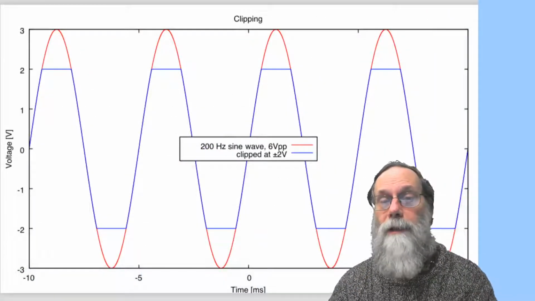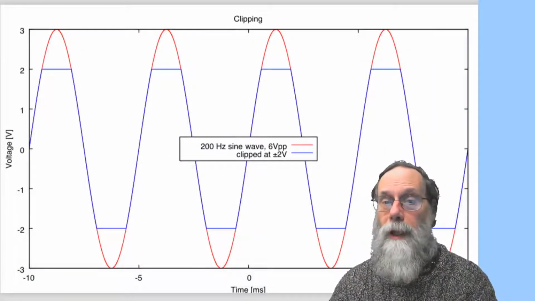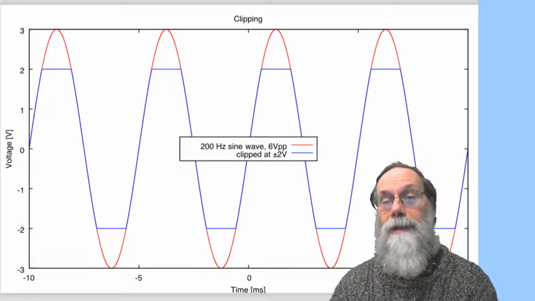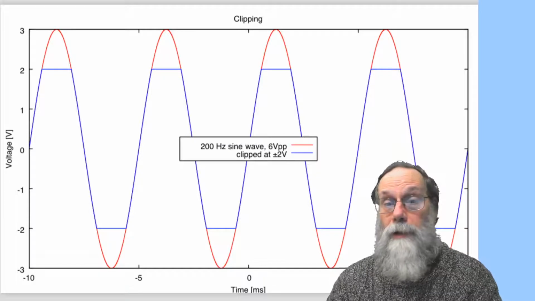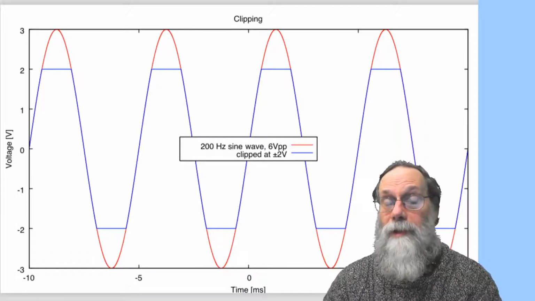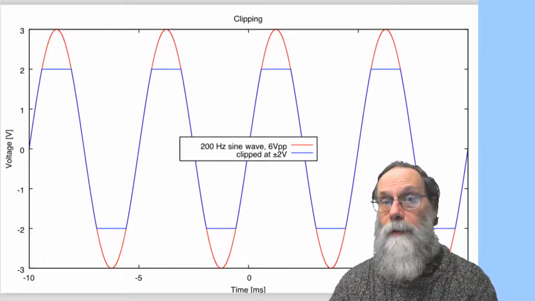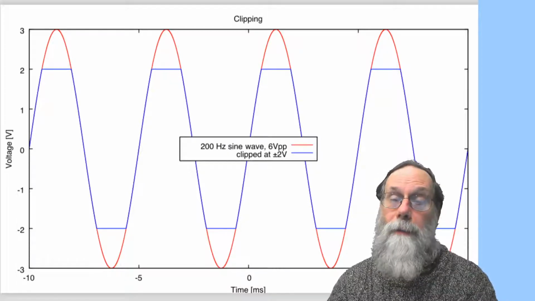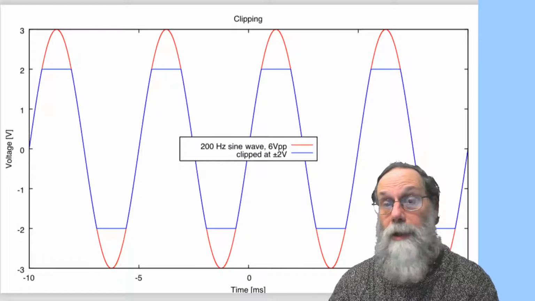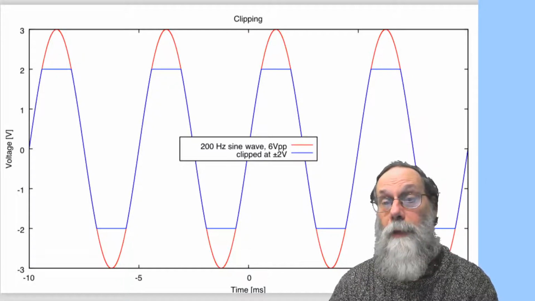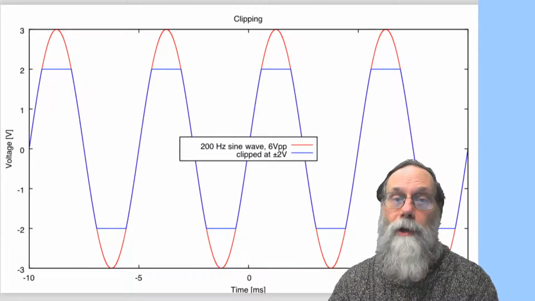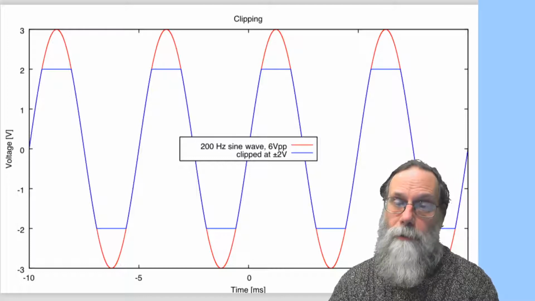So the red sine wave is what we would get if we had something going through an amplifier that was just a linear amplifier and putting out something that's 6 volts peak to peak. So plus or minus 3 volts as the limits. If we clip it at 2 volts, it doesn't go any farther. The peaks, both in the positive and the negative direction, are cut off. And the resulting waveform no longer looks like a sine wave.